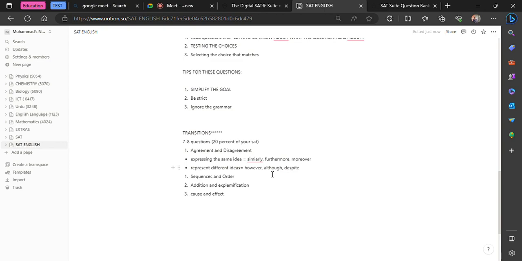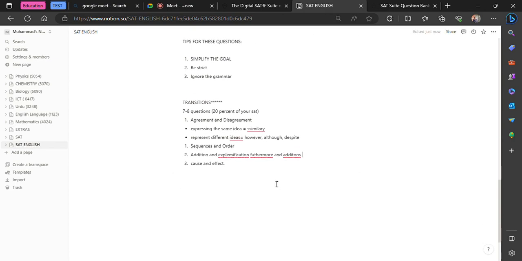And so, in fact, expressing the same idea is going to be used with transitions like similarly, and furthermore, furthermore is going to be used in additions. So these are the type of transitions that are going to be leading on towards your exemplification questions.